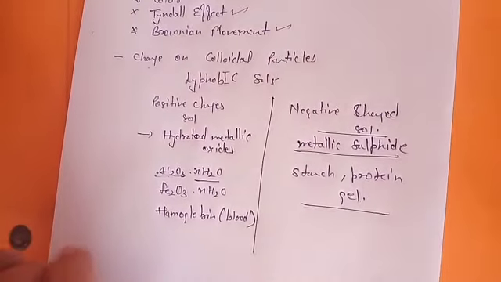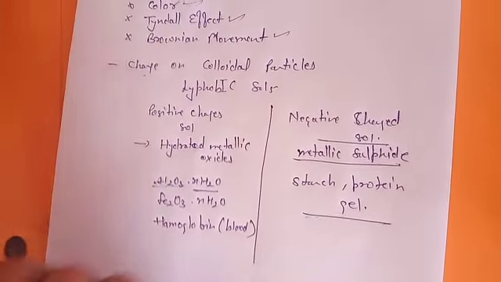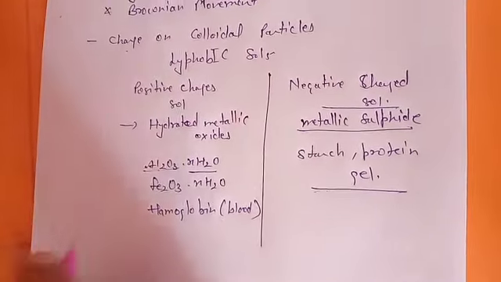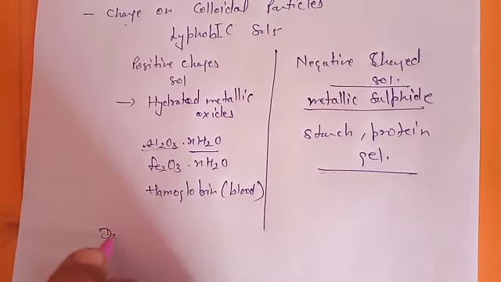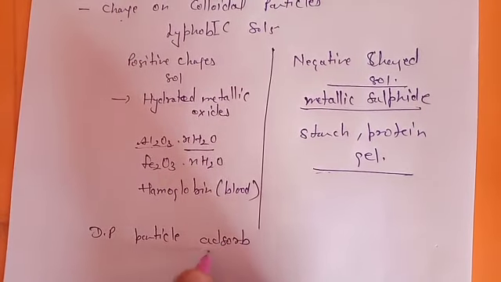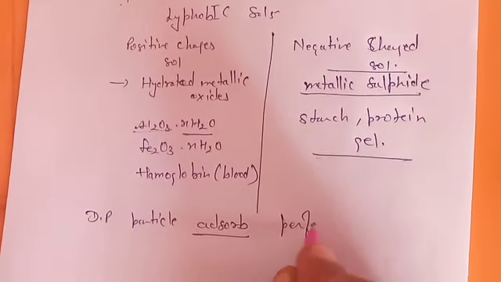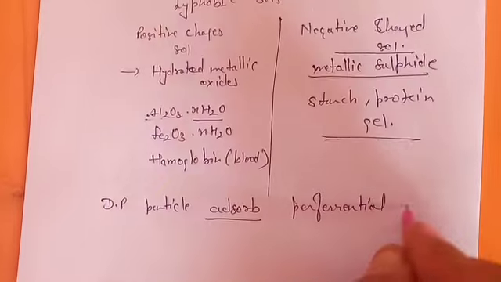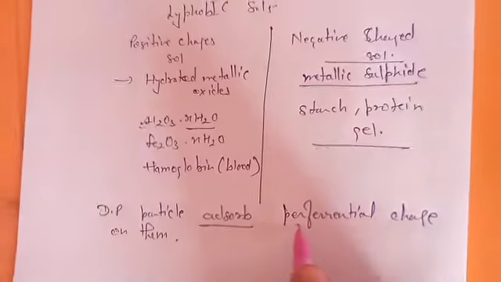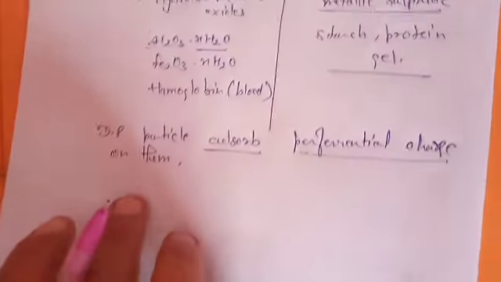Now we will discuss how these colloidal dispersed phase particles acquire charge. Today we discuss that the dispersed phase particle adsorbs preferential charge on it. We are very much familiar with the term adsorption. This preferential charge explains why lyophobic sols have charge on them.